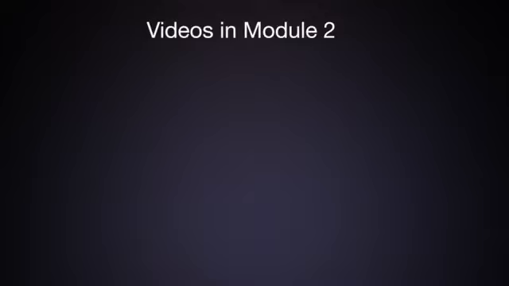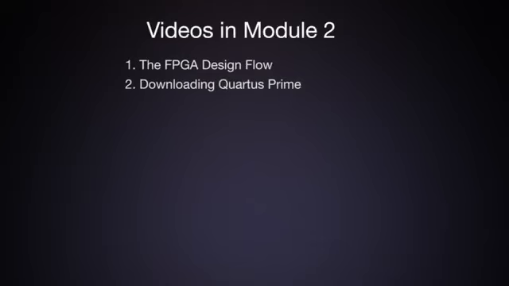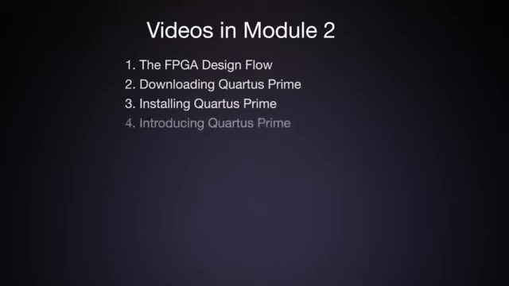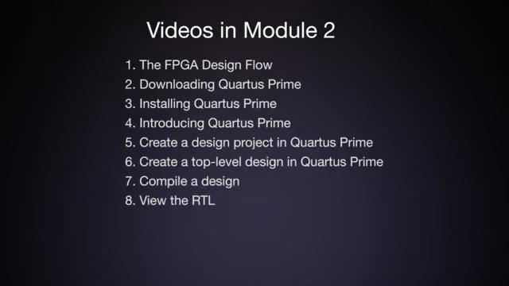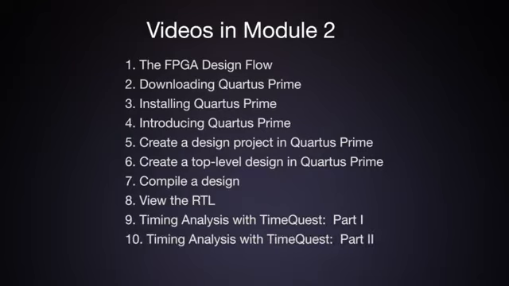In summary, we will learn about the FPGA design flow by doing an example design in detail using Quartus Prime. Videos in this module will cover the FPGA design flow, downloading Quartus Prime, installing Quartus Prime, introducing Quartus Prime, creating a design project in Quartus Prime, creating a top-level design in Quartus Prime, compiling a design, viewing the RTL, timing analysis with TimeQuest Part 1, timing analysis with TimeQuest Part 2, and simulating an FPGA design with ModelSim.